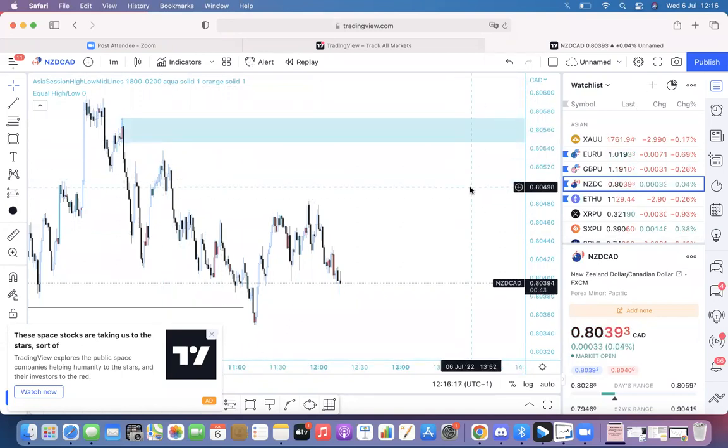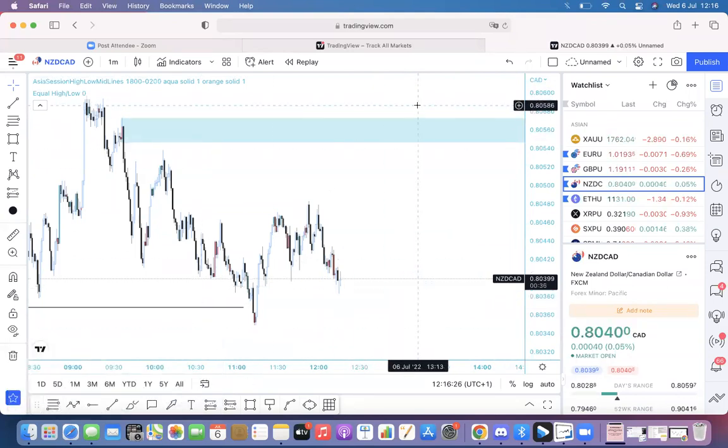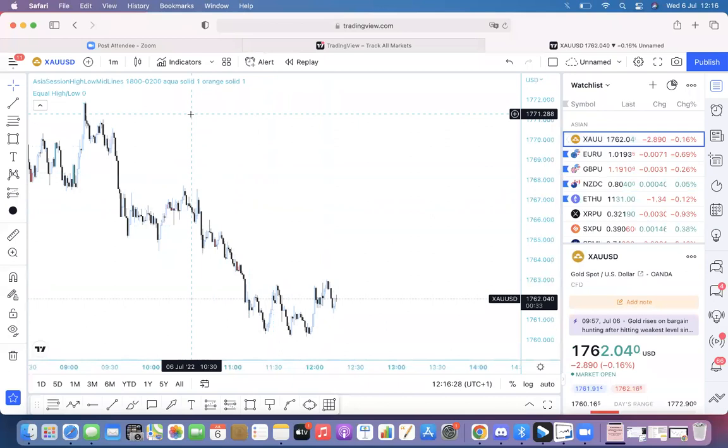So let's keep going. Again, if you have questions, if you want to send your chart, send it. We have 120 people connected. That's very nice to see. Let's go on gold.